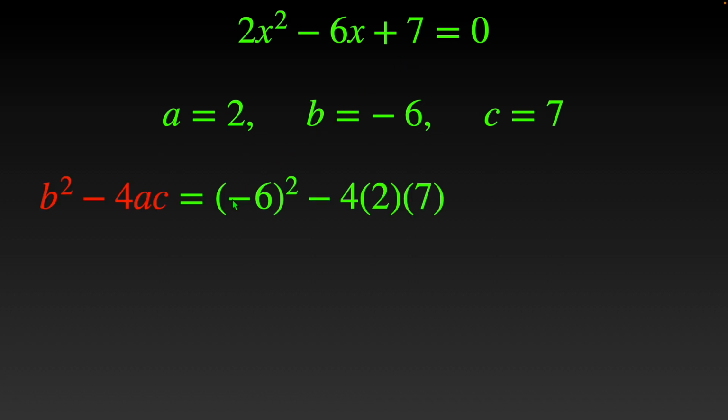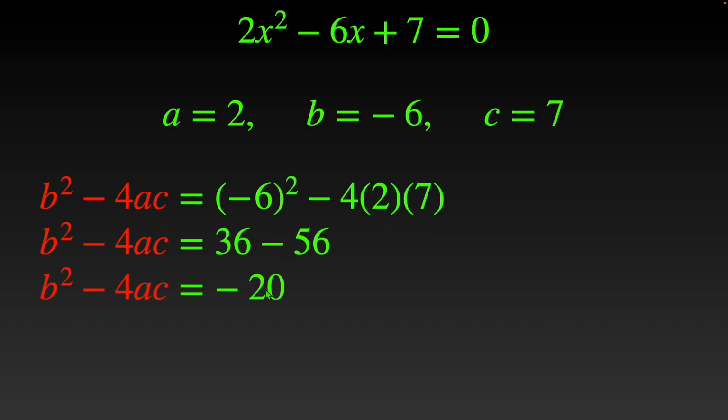B is negative 6, so we take negative 6, put it in parentheses, and square it. Then we subtract 4 times 2, which is a, times c, which is 7. Negative 6 squared, that's positive 36. Now, negative 4 times 2 times 7, that's negative 56. 36 minus 56 is negative 20.